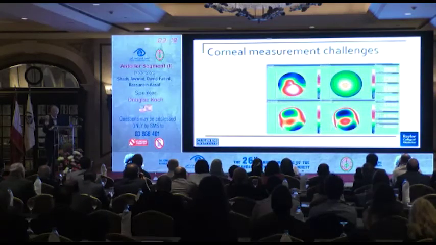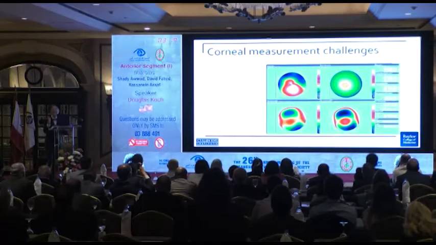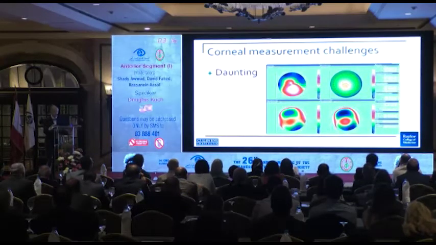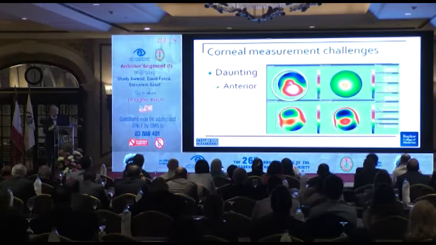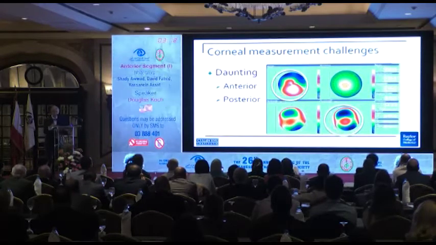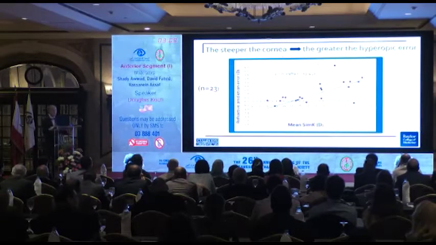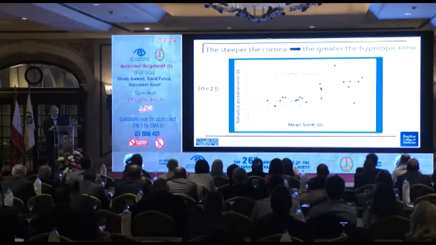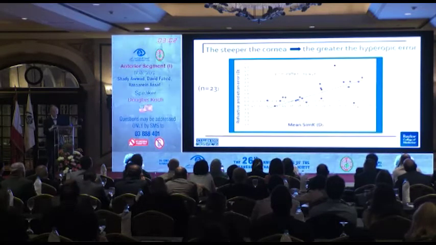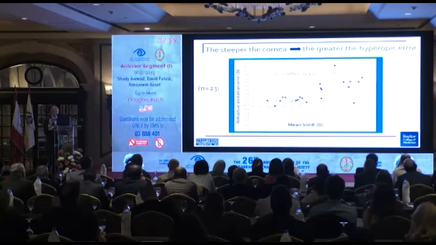And again, keratoconus shares with LASIK the irregularity on the front. That makes it a very daunting calculation to do, and then it's hard to know what the posterior curvature is without directly measuring it. And we've looked at the error. This is the prediction error, and the higher it is, the more hyperopic. And the steeper the cornea, the more hyperopic these patients are after IOL surgery with the normal IOL formulas.